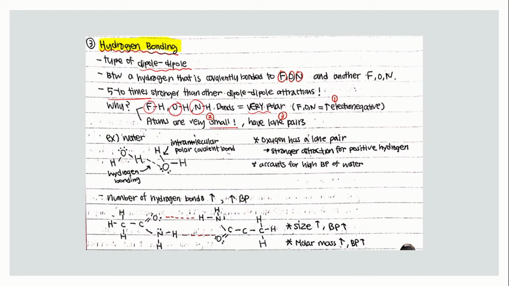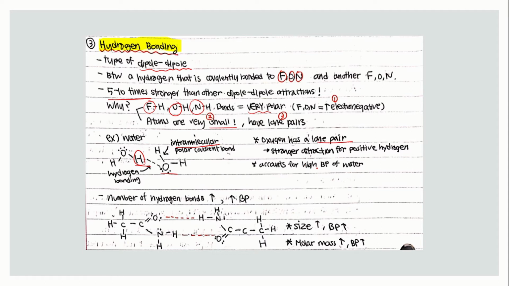And the atoms are very small, so they can attract the hydrogen atoms very strongly. And they have lone pairs, which allows fluorine, oxygen, or nitrogen atoms to attract the hydrogen more strongly, like in this case. And you have water, a very common example of hydrogen bonding. And hydrogen bonding occurs between a hydrogen and an oxygen of another water molecule. And this is the intramolecular polar covalent bond, while this is the hydrogen bonding, the bonding between two water molecules. So between the molecules. And oxygen has a lone pair, so there will be stronger attraction for a positive hydrogen atom.